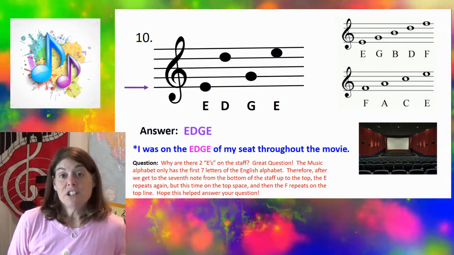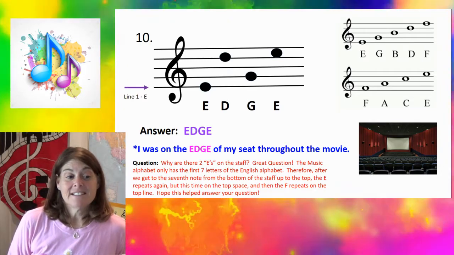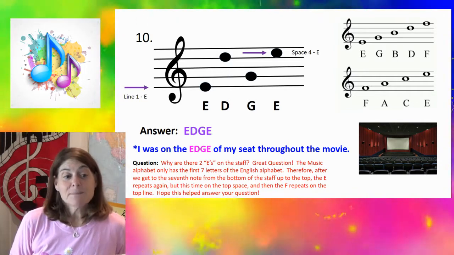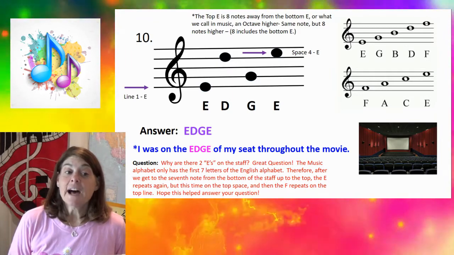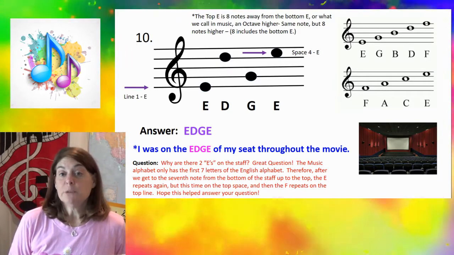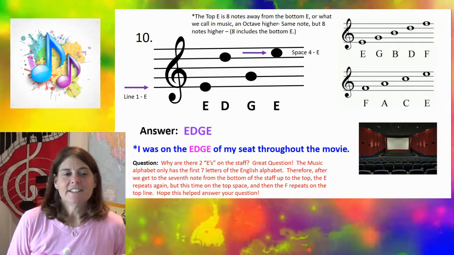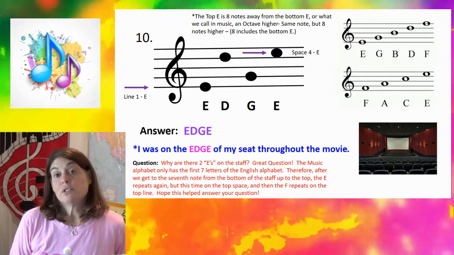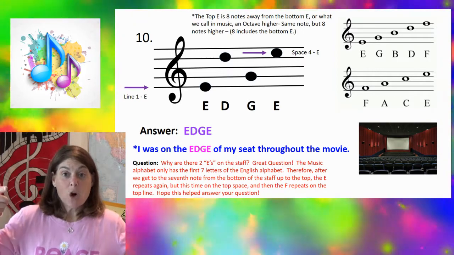Oh, it's showing you that E is on the bottom line and space 4. Line 1 and space 4. The top E is 8 notes away from the bottom E, or what we call in music, an octave higher. Same note, but 8 notes higher. 8 includes the bottom E. Yeah, hope this helps.